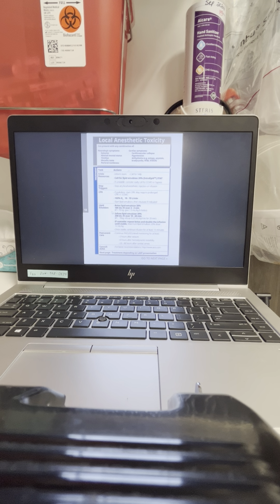Are we treating LAST as a code scenario? Yes. And then would they need to go to the hospital for observation after that? Yeah, just like any major complications. Okay, got it.